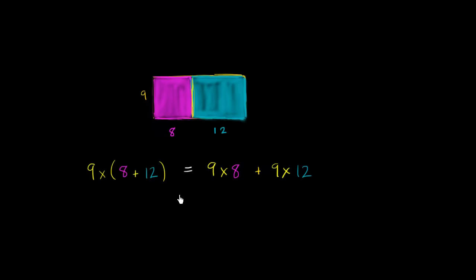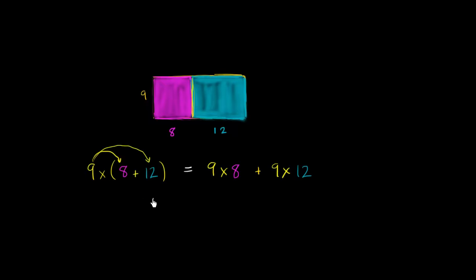Now what's neat about this is we just kind of showed ourselves the distributive property when we're dealing with these numbers. You could try these out for any numbers. They'll work for any numbers because the distributive property works for any numbers. You see, 9 times the sum of 8 plus 12 is equal to 9 times 8 plus 9 times 12. We essentially have distributed the 9 times 8 plus 9 times 12.